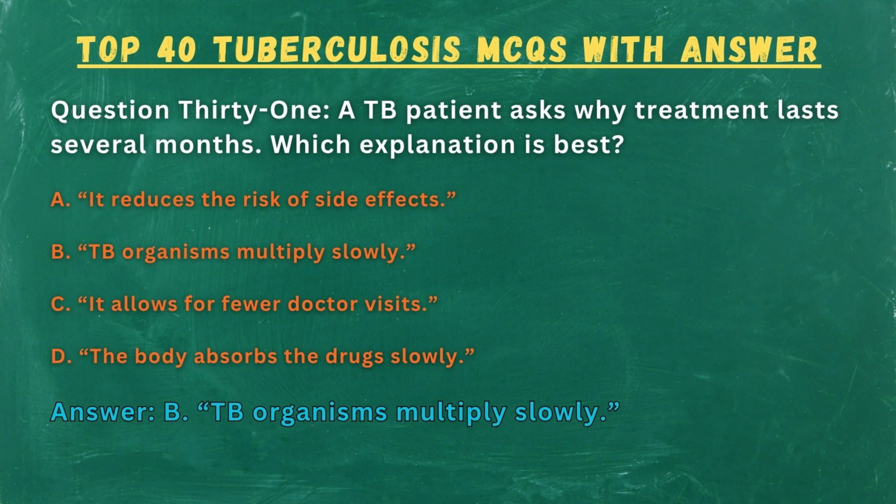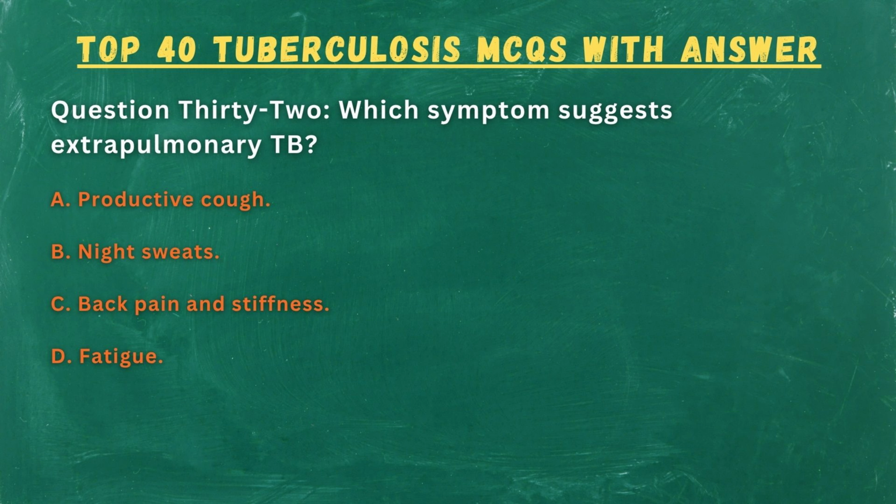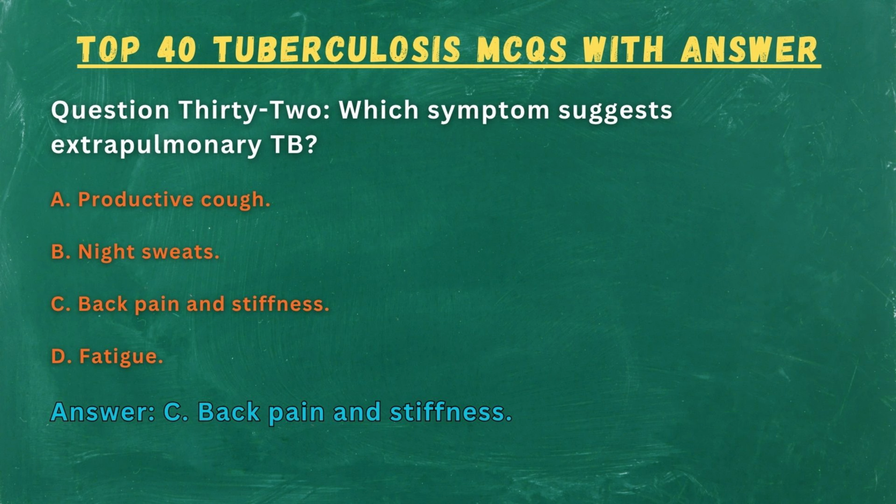Question 32. Which symptom suggests extrapulmonary TB? A. Productive cough. B. Night sweats. C. Back pain and stiffness. D. Fatigue. Answer. C. Back pain and stiffness.